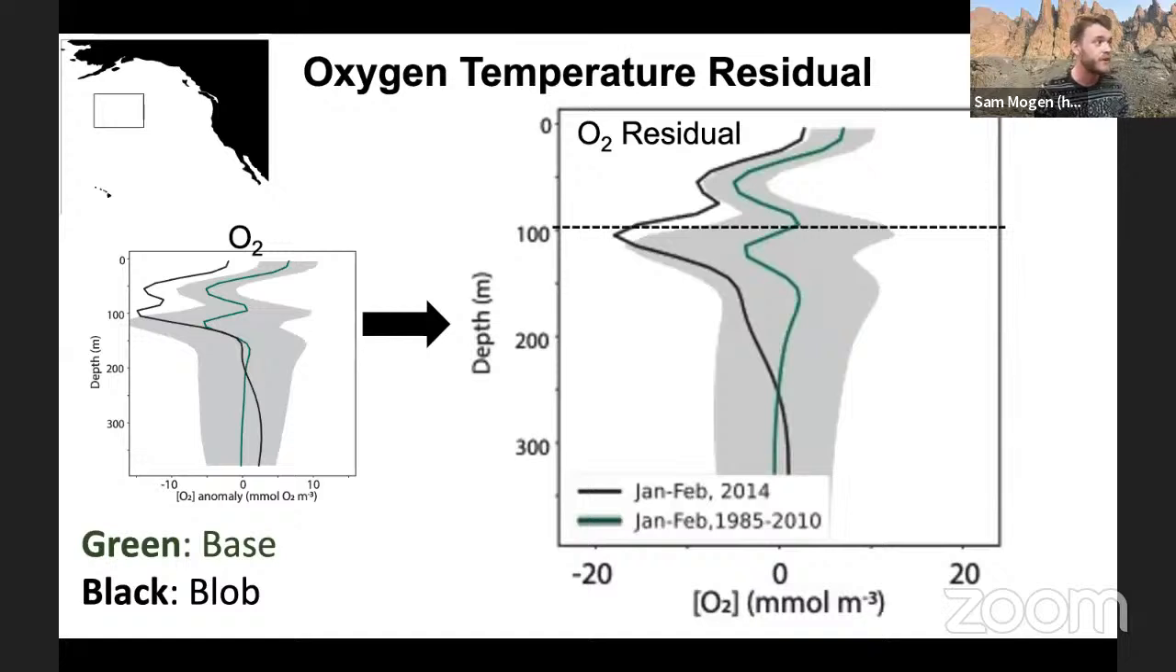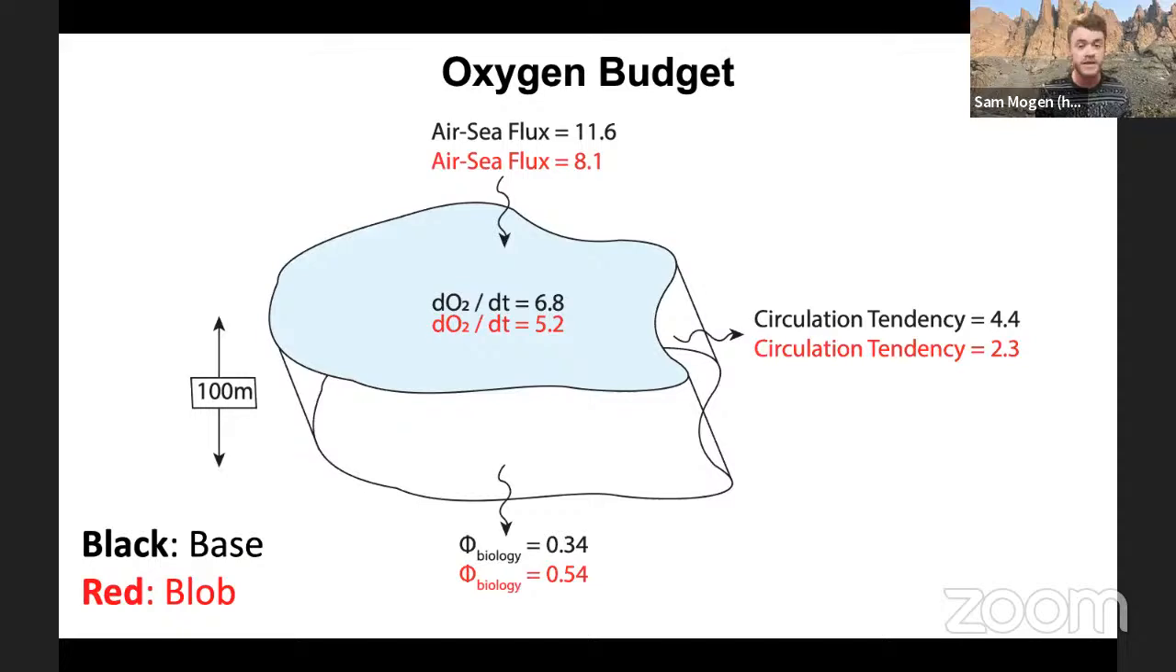And looking at this vertically, on the left, we have our original vertical column of oxygen, and on the right, we have our oxygen residual. And what we found is, while removing the temperature effects from oxygen basically makes the blob and the base period a lot more similar, we can still see some significant change during the blob period that's not purely a result of this temperature relationship. So as with acidification, we wanted to turn to our integrated top 100 meter fluxes to see if we can explain what's going on here.